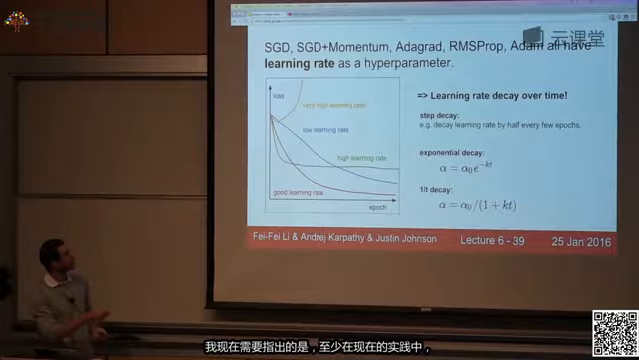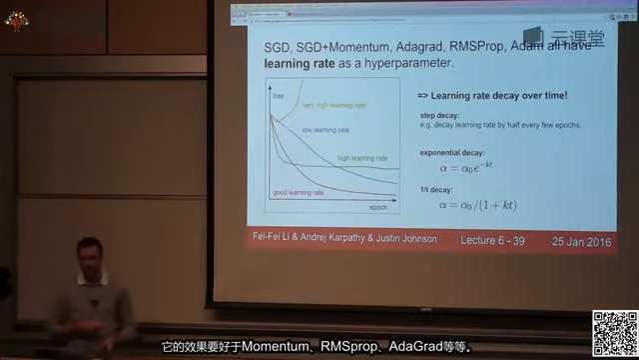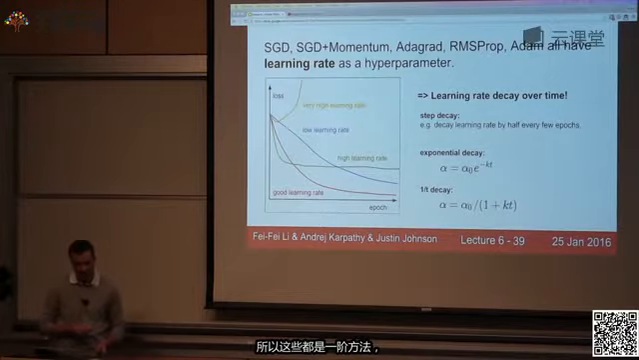In practice, I'd like to make the point that I find, at least right now, Adam is usually the nice default choice to go with. So I use Adam for everything now, and it seems to work quite well. Better than Momentum or RMSProp or Adagrad or anything like that.